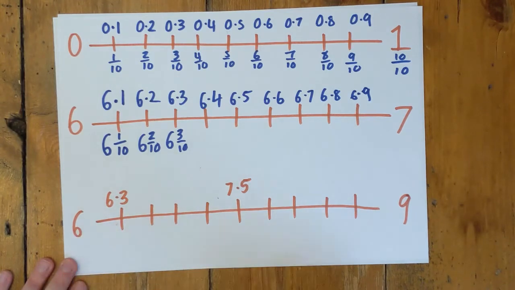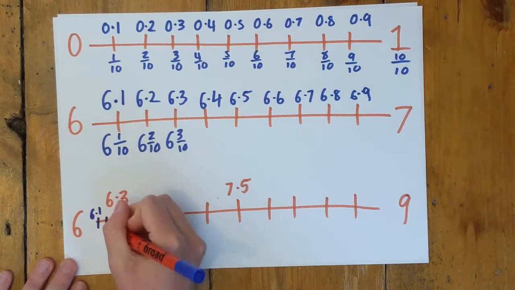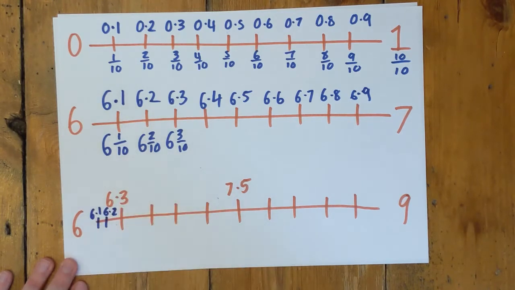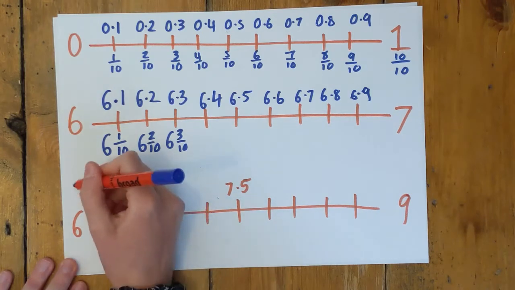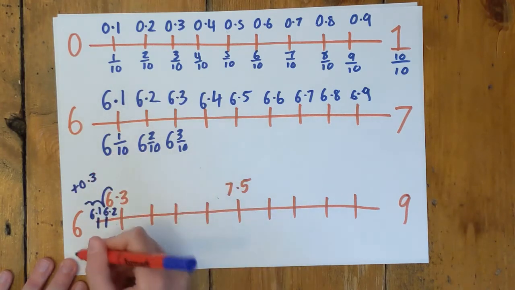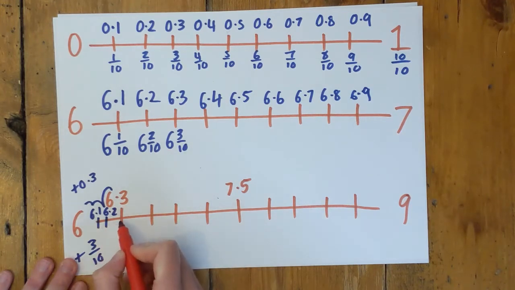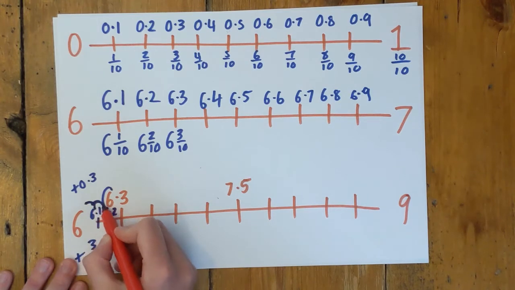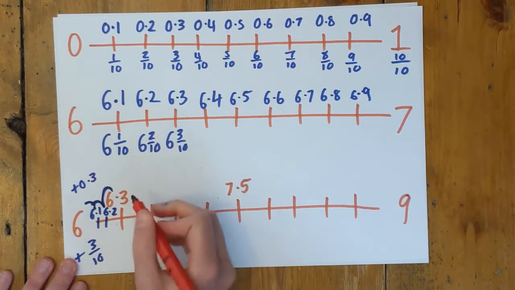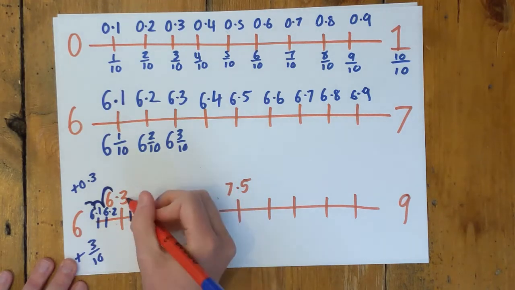So if I was counting in 1 tenth, I would go 6, 6.1, 6.2, and then I've got to 6.3. So I've added on 1, 2, 3. Each time I'm adding on 0.3. Each time I'm adding 3 tenths. Okay? Let me show you that again. Jump onto 1, 2, 3. So it's 3 jumps.